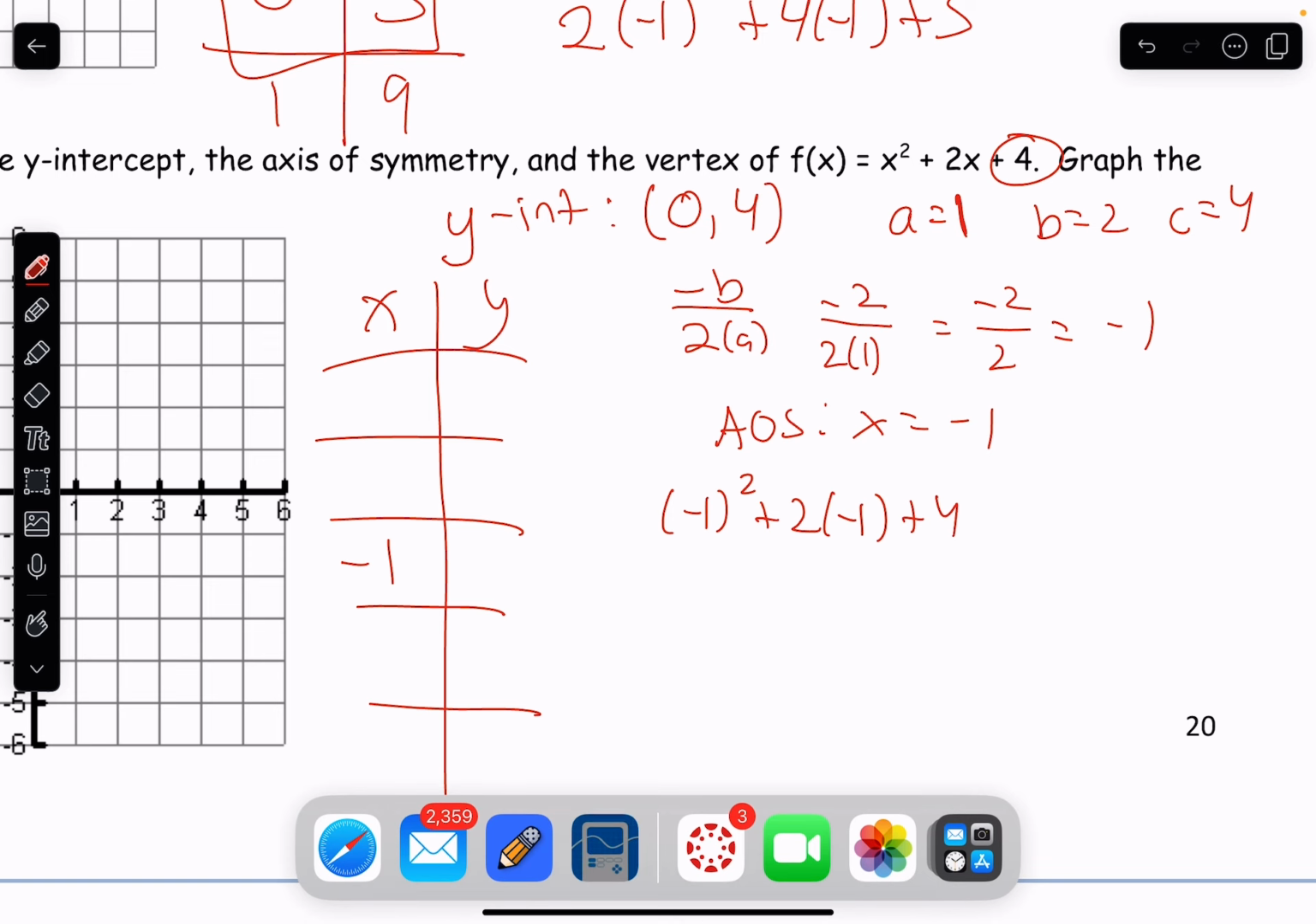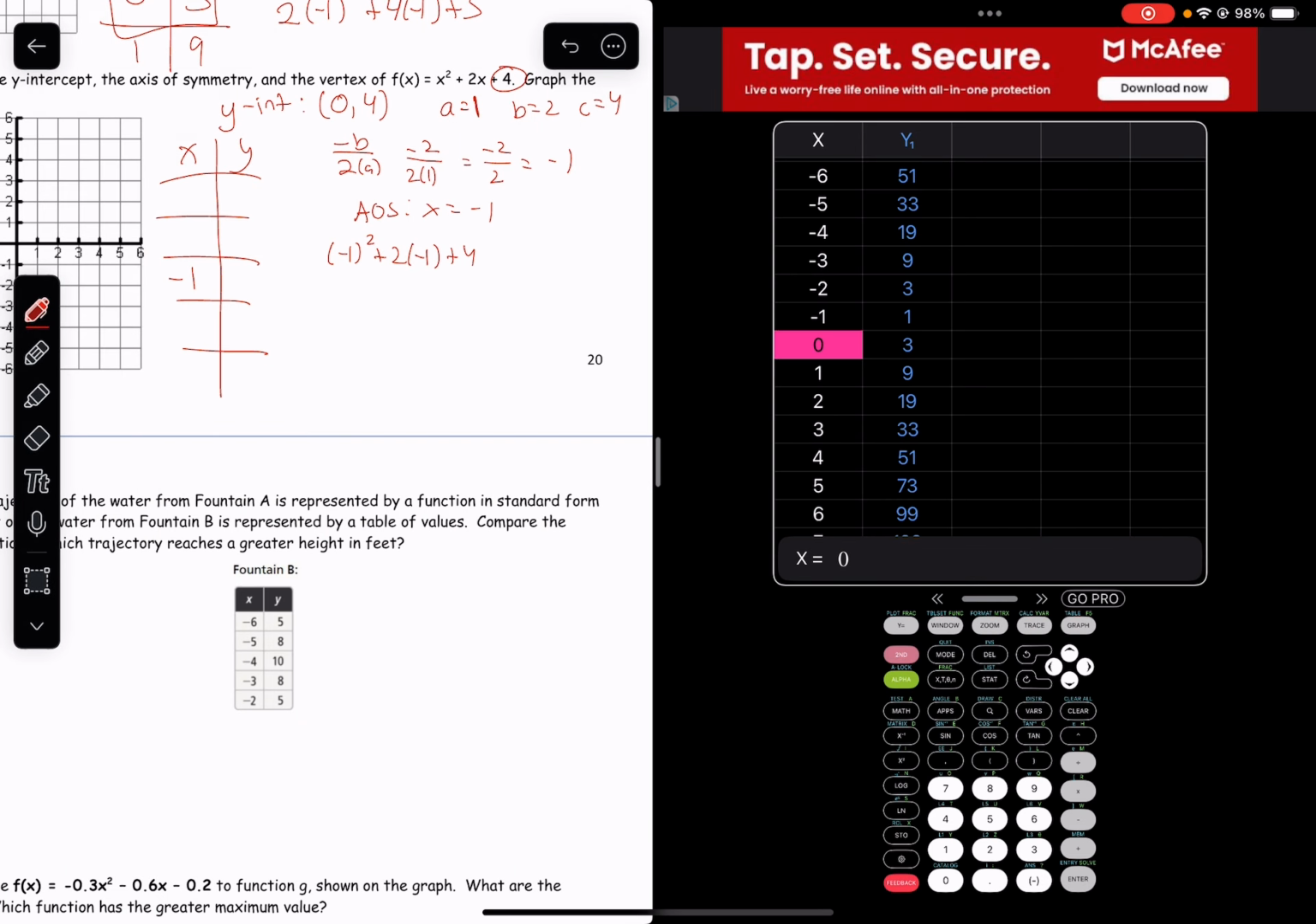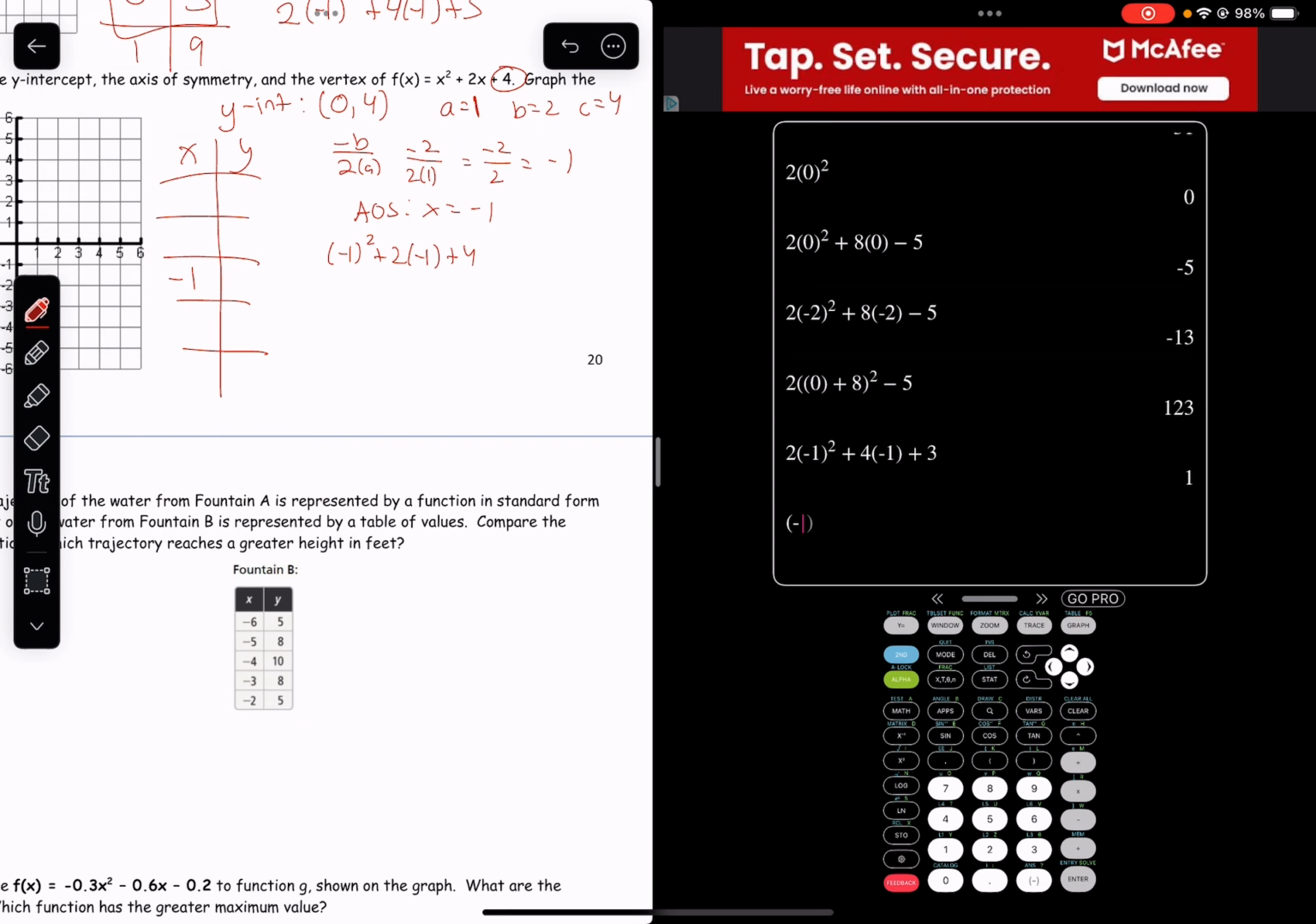So I go to my calculator. I'm going to do -1 squared. Don't forget to put parentheses around your input, or else you might get it wrong. 2 times -1, and then a plus 4. All right, our output here is 3.